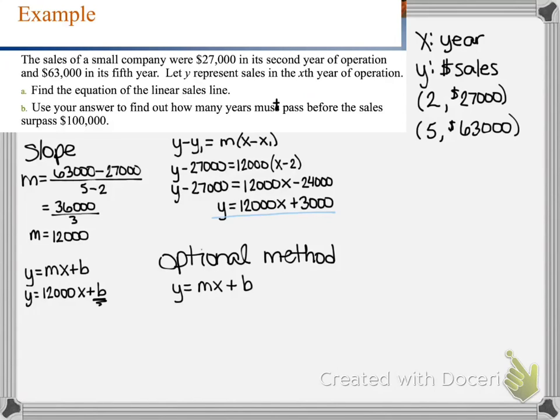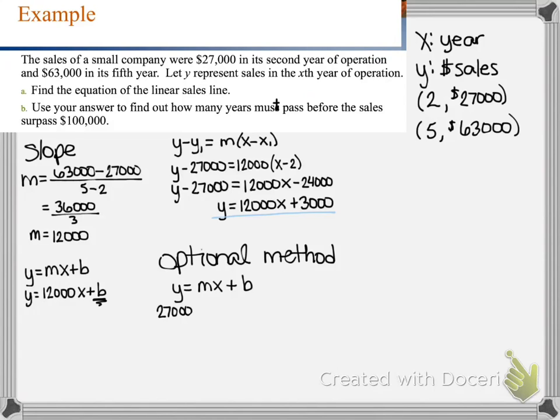So again, we're going to go back and look at our 2 points, the 2, 27,000, and the 5 with 63,000. Choose either of those. It doesn't matter. Again, I'm going to choose the 2 with the 27,000 just because the numbers are smaller. So if I look at that point, y is 27,000. So I'm going to plug that in.